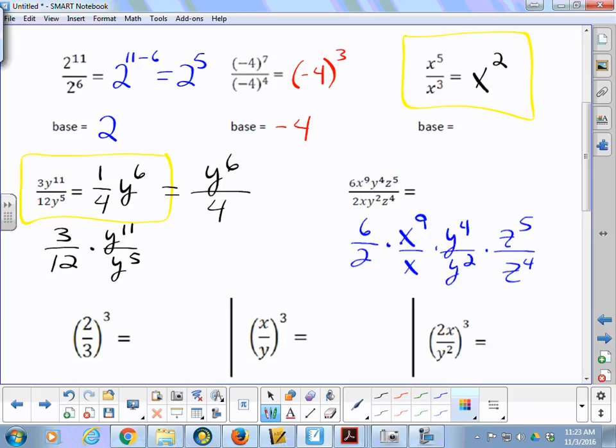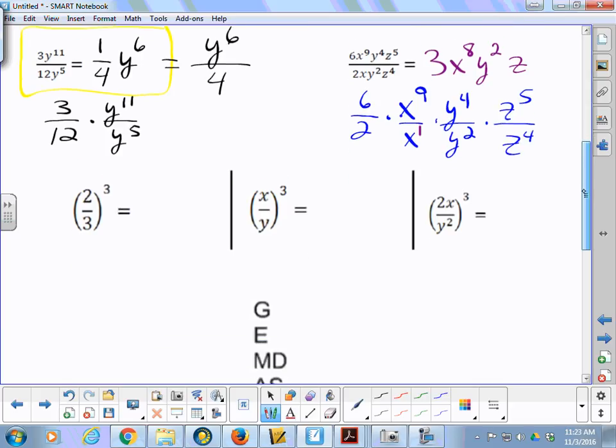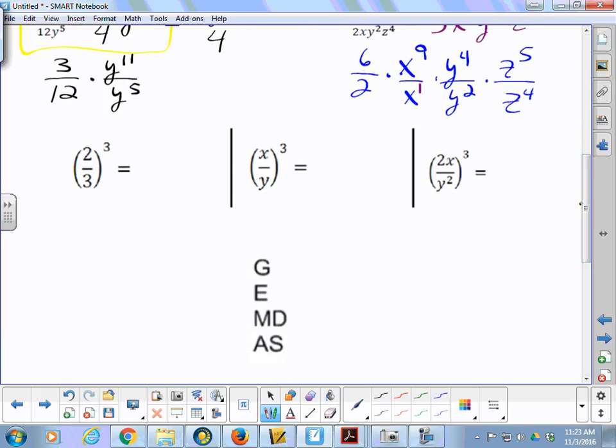6 divided by 2 is 3. 9 minus 1 is x to the 8th. 4 minus 2 gives me y squared. And z to the 5th, so 5 minus 4 gives me z to the first power. So I just need to put z there. All right, so there's the quotient rule then. If we are dividing with the same base, then we subtract the exponents. Subtract the exponents.